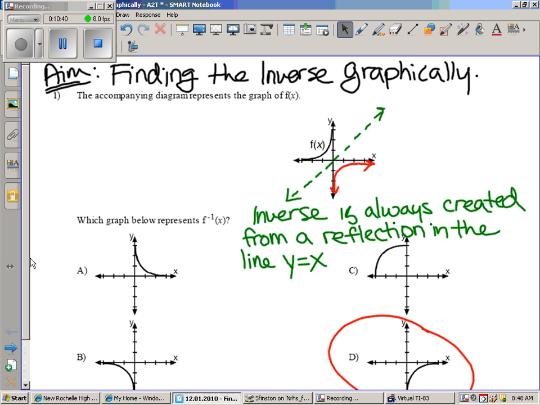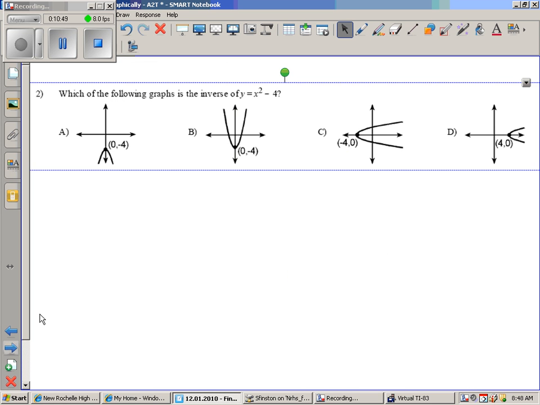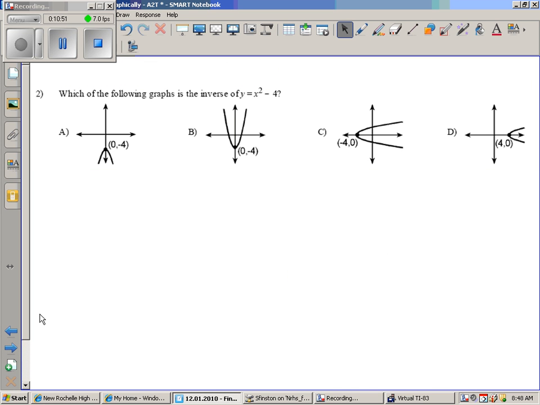So this is really easy. All you do is put a line just like this on your paper. That's the line y equals x. Reflect the graph over, and you get the inverse. Let's take a look at the next question on your sheet.